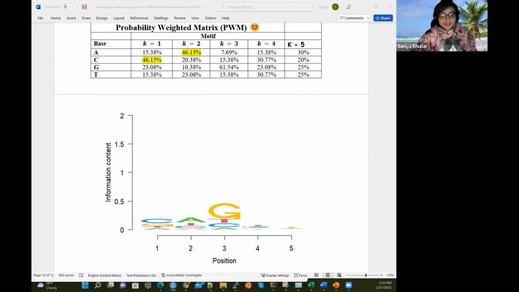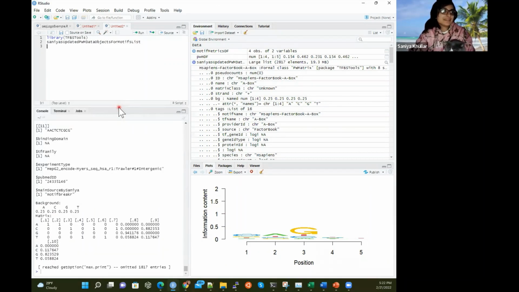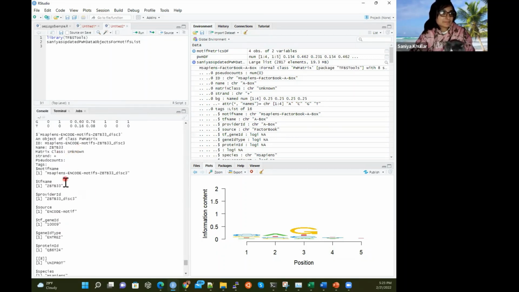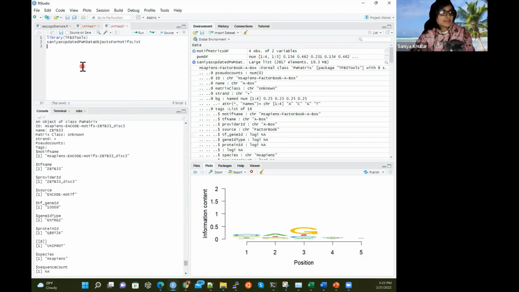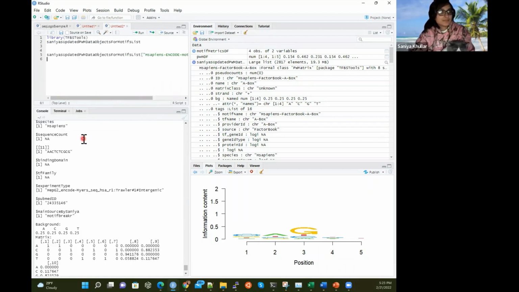There are various data resources out there. So we can see that I've had this giant object here that I was looking at. And the way that we can look at it is we can see, for different types of, for instance, transcription factors like ZBTB33. Let's look this up here. The name of this motif is Homo sapiens encode motifs ZBTB33 BISC3. So let's look this up in this list that I have. I created this list object here.